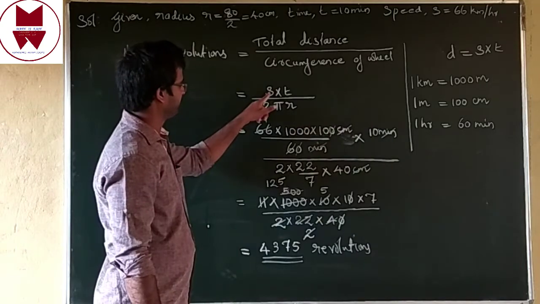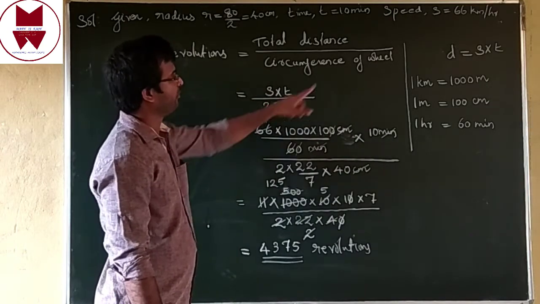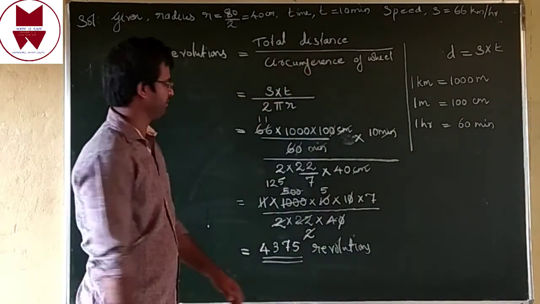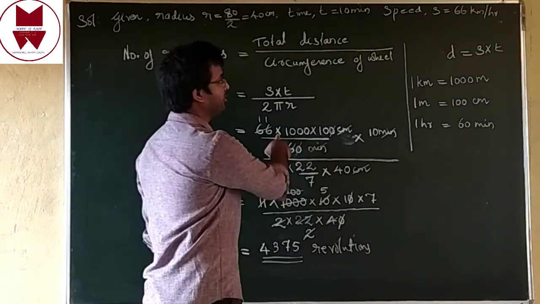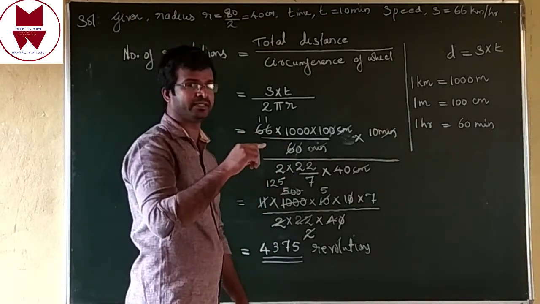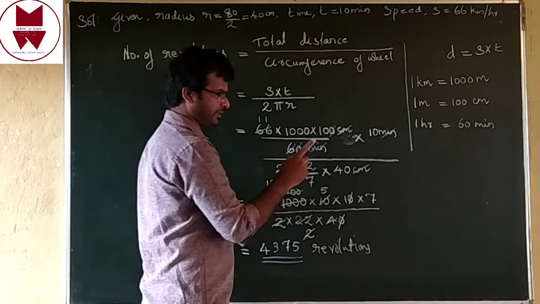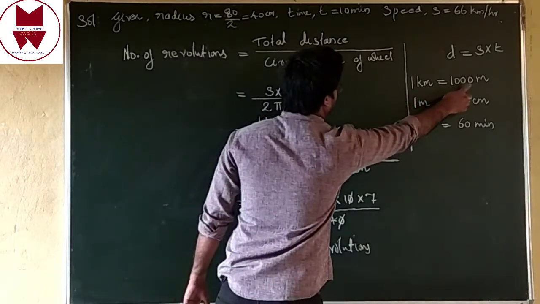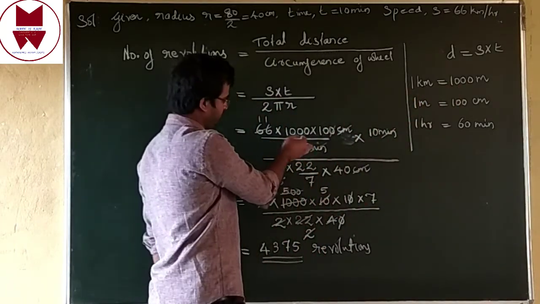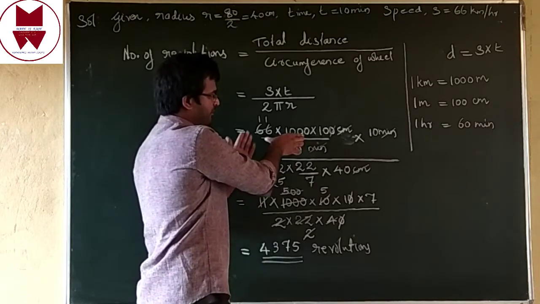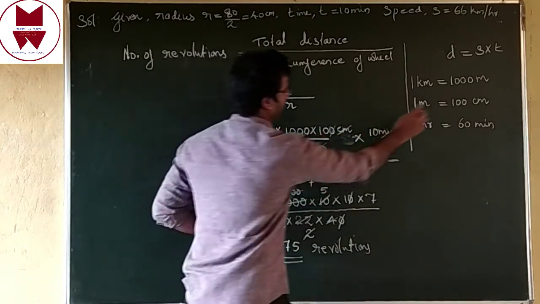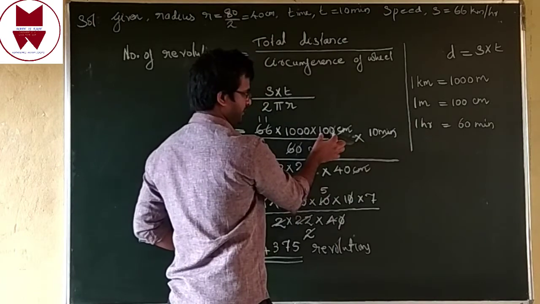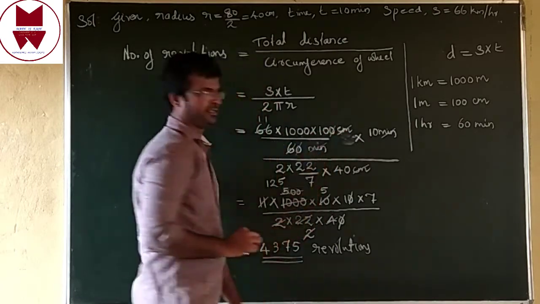And then, S means speed. Speed is already given: 66 km per hour. We can write 66 into kilometer. Kilometers first change to centimeters. That's why 1 kilometer is 1000 meters. Multiply, and this much becomes meters. Meters we are going to change to centimeters, that's why multiply by 100. Right, 100. Now all total will be in centimeters.